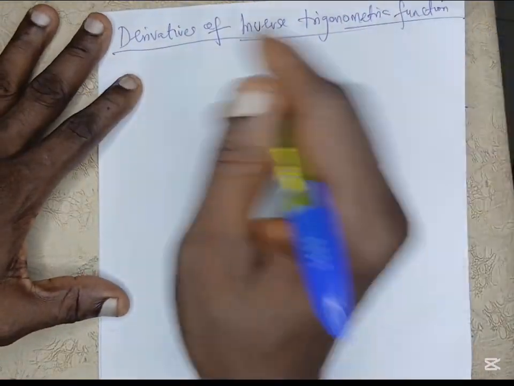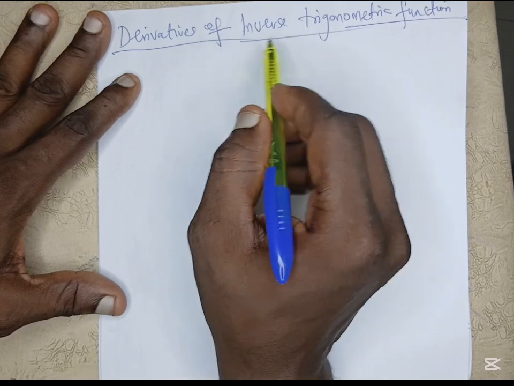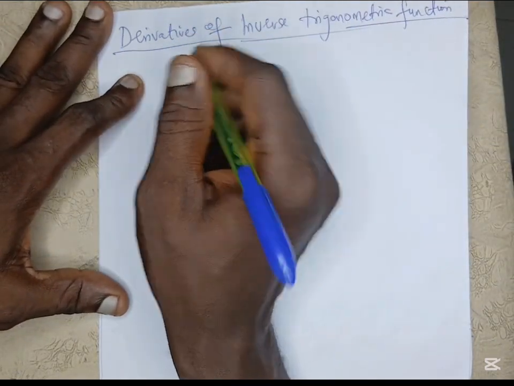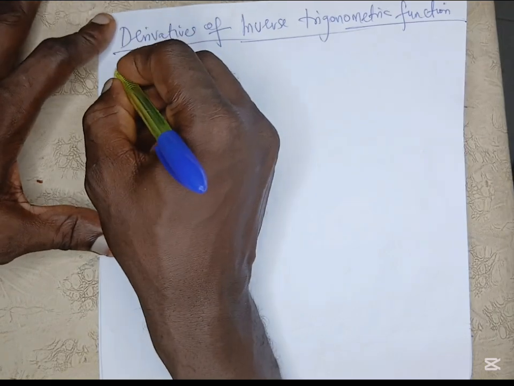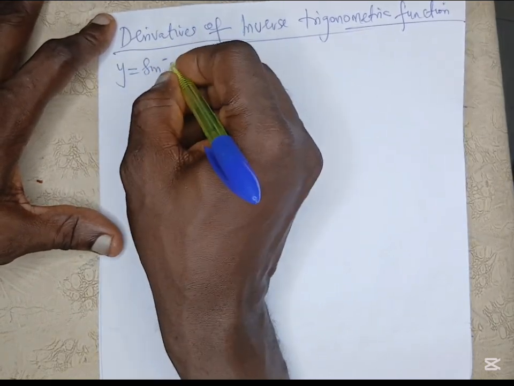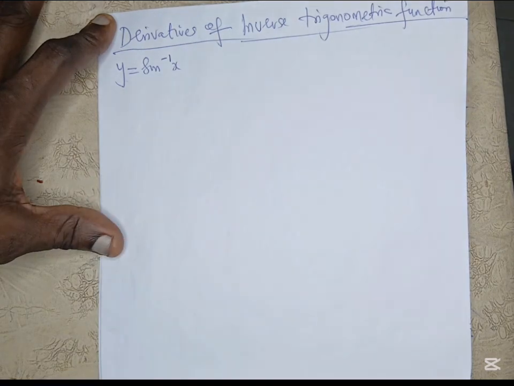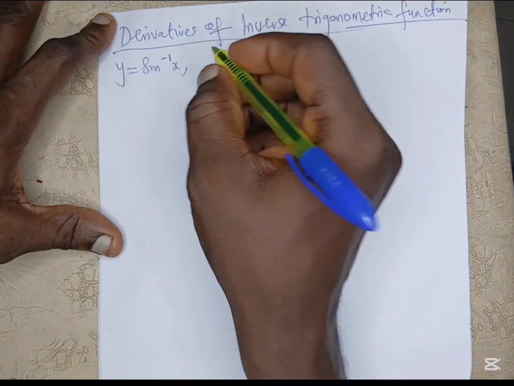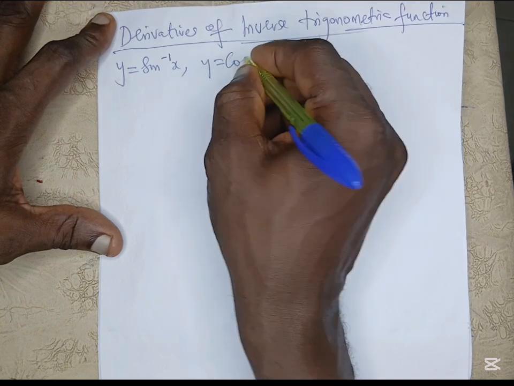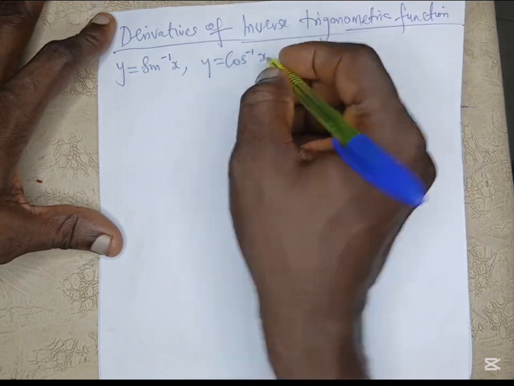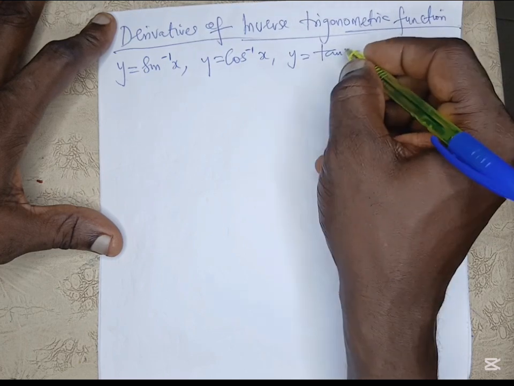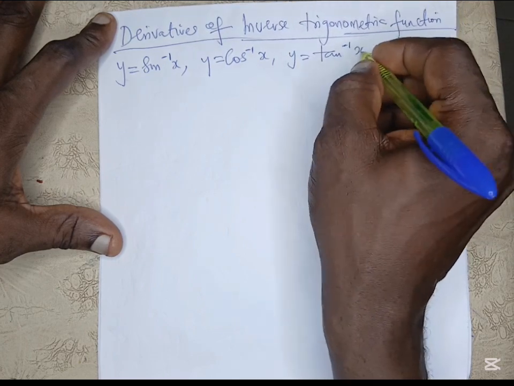Okay, in this lesson we are to find the derivatives of inverse trigonometric functions. First of all, we identify the inverse trigonometric functions. These are the inverses: sine inverse of x, cos inverse of x, tan inverse of x.